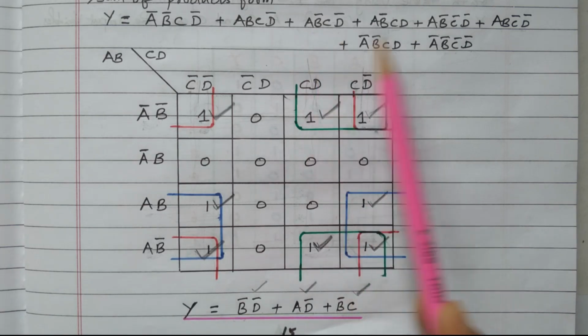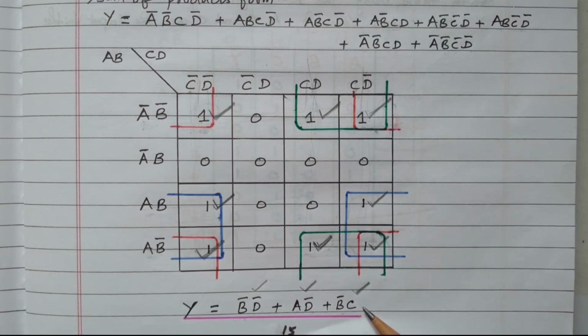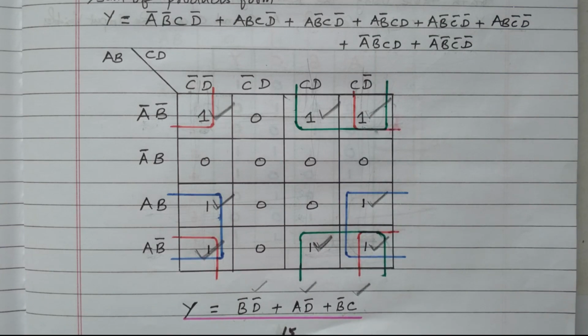So the given expression is now simplified by using the K map. So in this example, we discussed how to simplify the SOP form of a given Boolean function using K map.